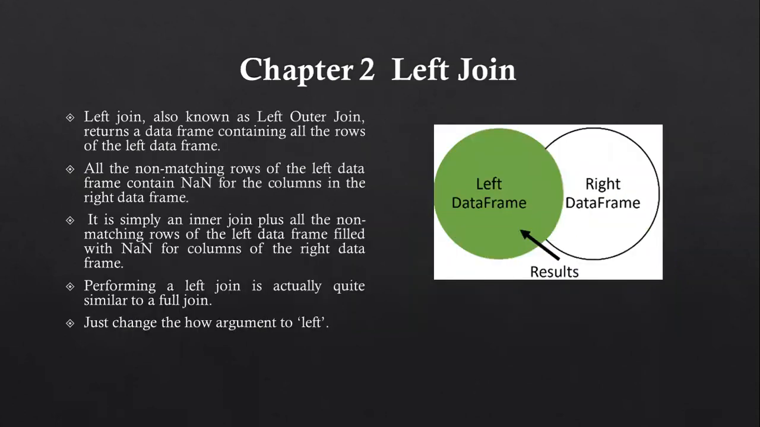In chapter 2, there is left join. Left join, also known as left outer join, returns a data frame containing all the rows of the left data frame. All the non-matching rows of the left data frame contain NaN for the columns in the right data frame. It is simply an inner join plus all the non-matching rows of the left data frame filled with NaN for columns of the right data frame. Performing a left join is actually quite similar to inner join. Just change the how argument to left.